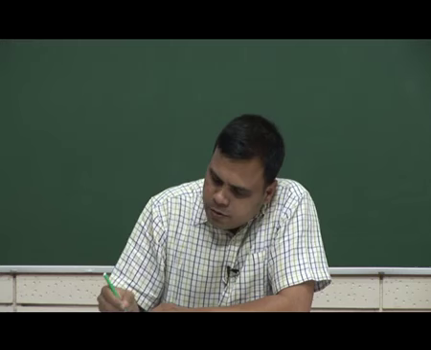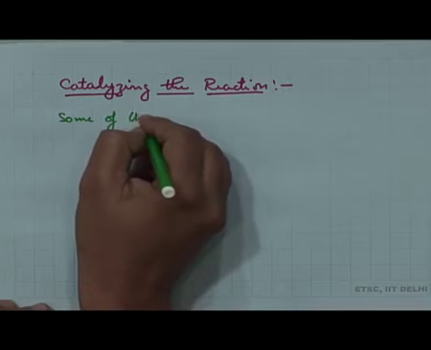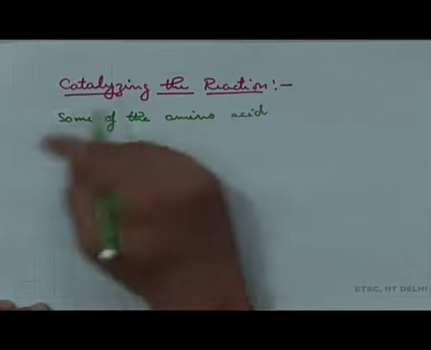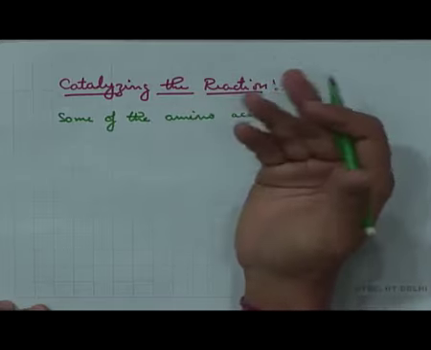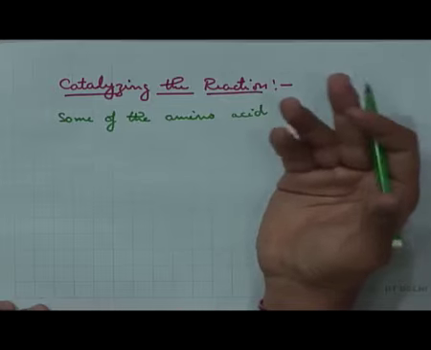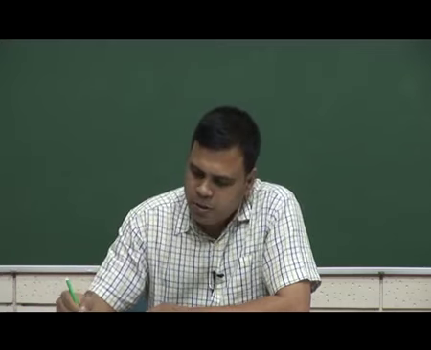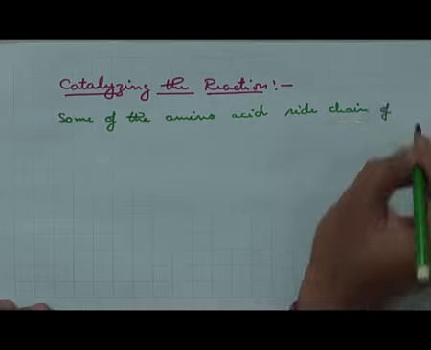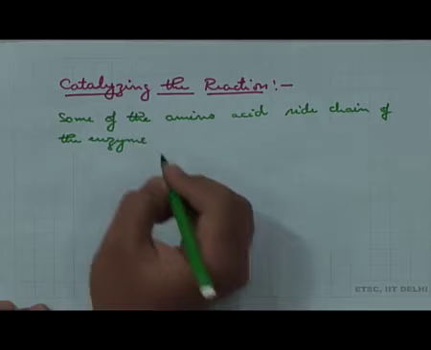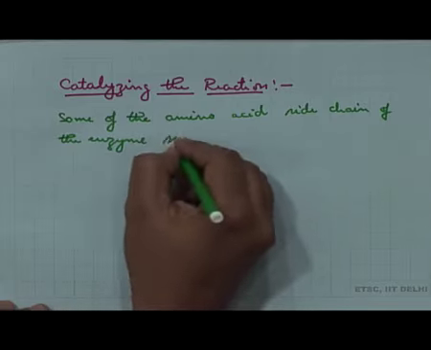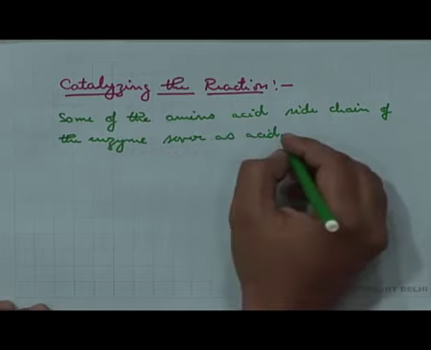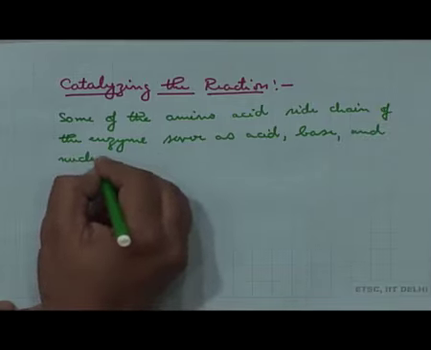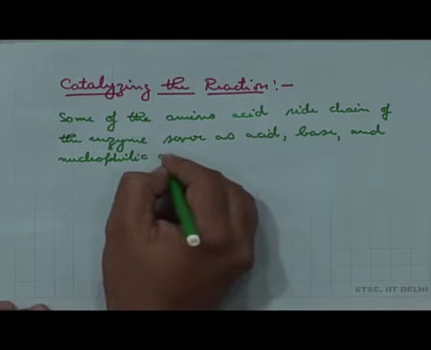As I mentioned, some of the amino acid side chains, as we know that enzymes are made up of amino acids. Basically it is made up of peptide, and peptide chains are made up of amino acids. So, some of the amino acid side chains of the enzyme serve as acid, base, and nucleophilic catalyst.